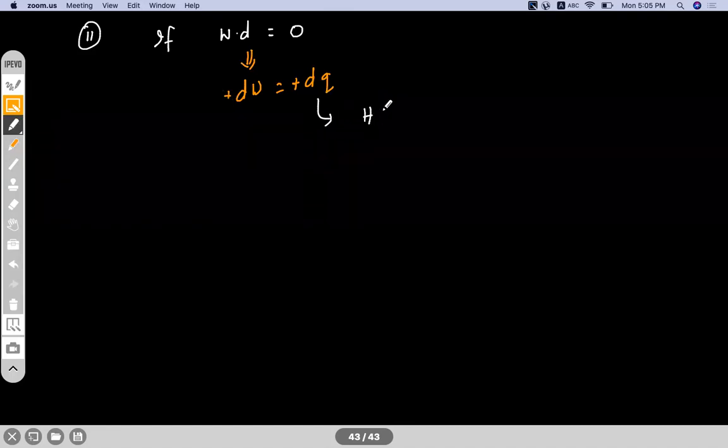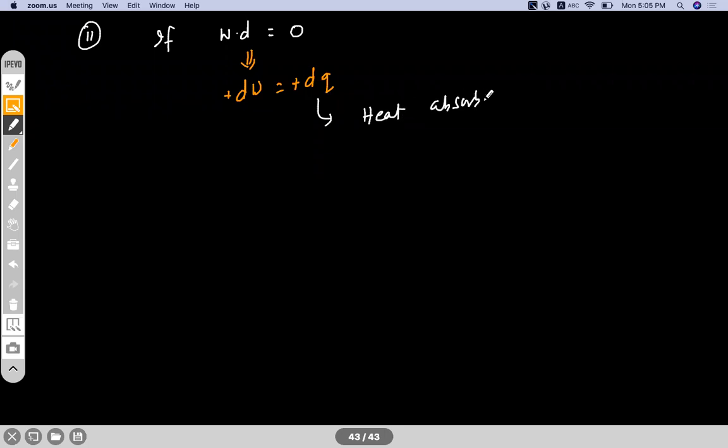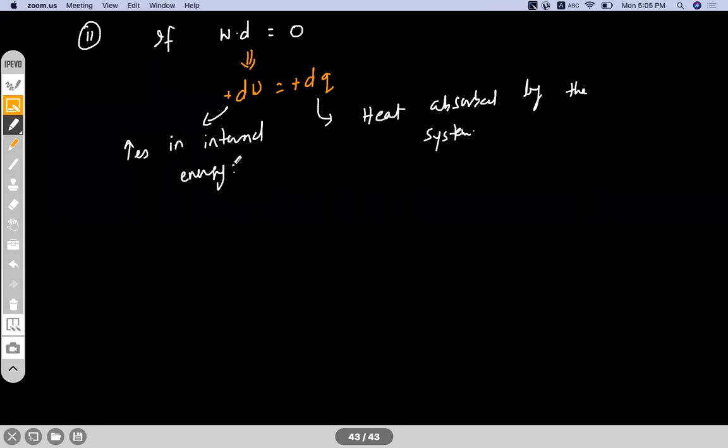So we can say plus dq is heat absorbed by the system and this is increase in internal energy. If internal energy decreases, then heat is lost by the system to maintain zero work done. Understood.